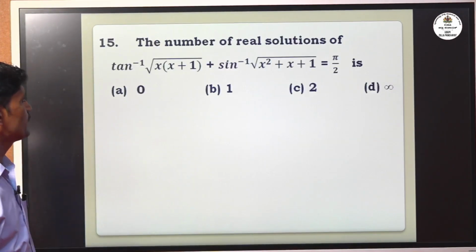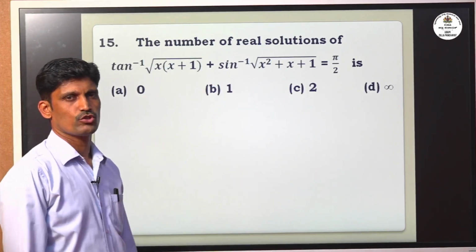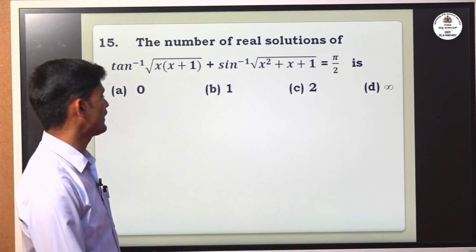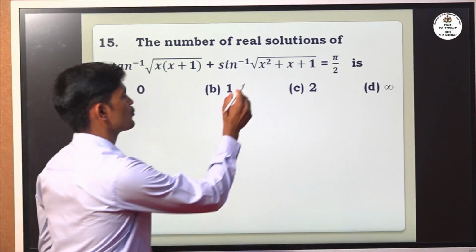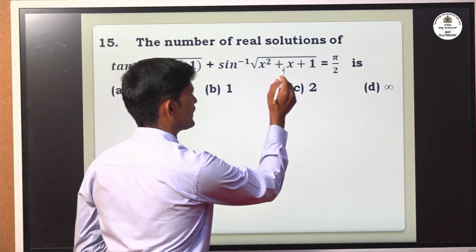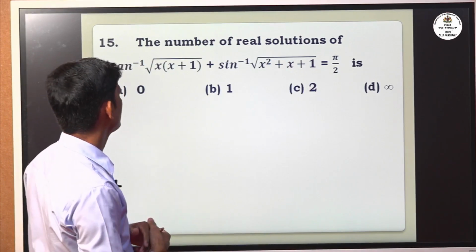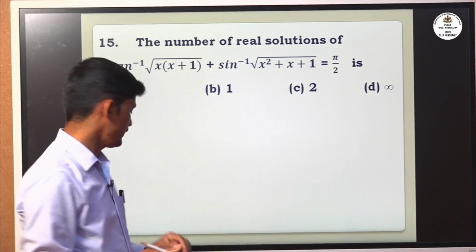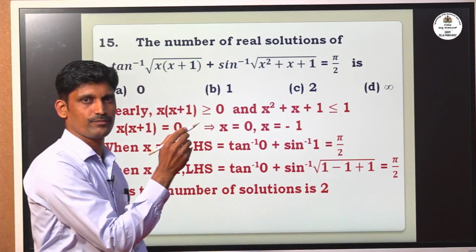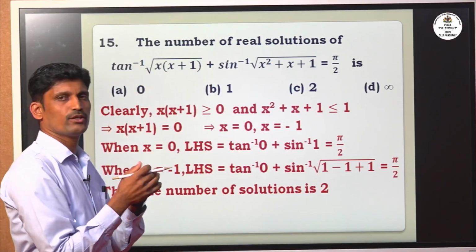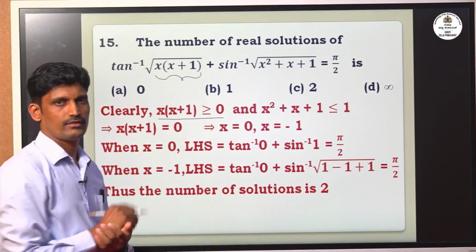Next, 15th question. The number of real solutions of this equation is. Number of real solutions means how many real values of x we get for this. Here you can see tan inverse of x into x plus 1 plus sin inverse of root of x square plus x plus 1 is equal to pi by 2. We have to find the number of real values of x. Here you can observe tan inverse of a root has come. For the root to be real, x into x plus 1 must be greater than or equal to 0. That is compulsory.